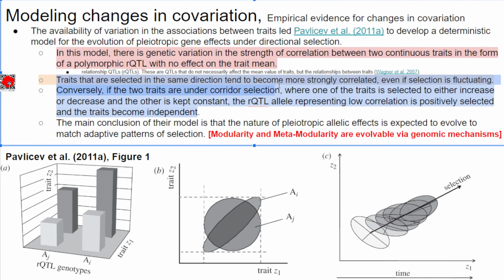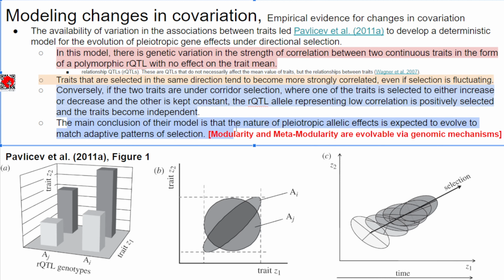Traits that are selected in the same direction tend to become more strongly correlated even if selection is fluctuating. So here's selection, this arrow pointing up and to the right for higher trait values of both Z1 and Z2, but a stronger preference for Z1, moved more horizontally than it did vertically. And even though the initial correlational structure in the population was a negative correlation between the two of them, in this statistical model there was the ability to find a pattern of that population's covariance architecture increasing.